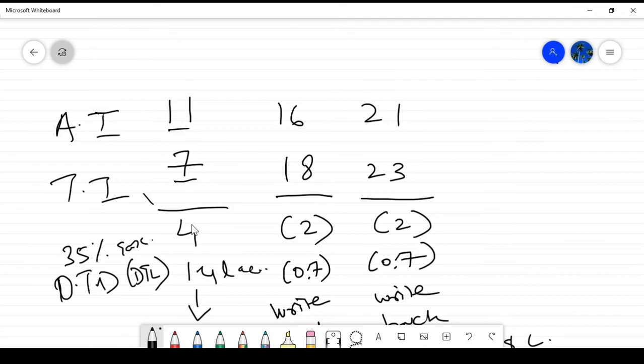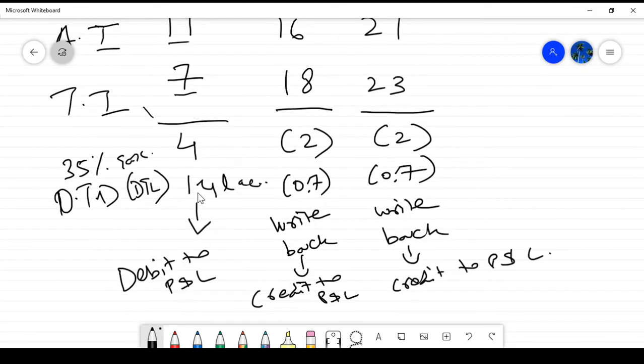I am paying less tax in income tax on this 4 lakh rupees because my taxable income is only 7 lakh. So on this 4 lakh rupees, 35% is how much? 1.4 lakh rupees. For this, I have to create deferred tax liability. This is called OTD, originating timing difference. This should be debited to my P&L account as deferred tax.